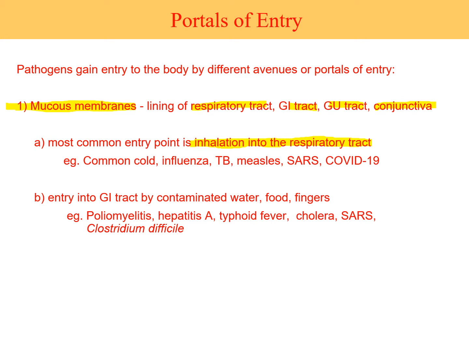Some of the organisms that gain entry by GI include poliomyelitis virus causing polio, hepatitis A virus, the bacteria that causes typhoid fever, or cholera. SARS also can enter through the GI tract, as can, by the way, COVID-19. I didn't put it in. And, of course, Clostridium difficile.